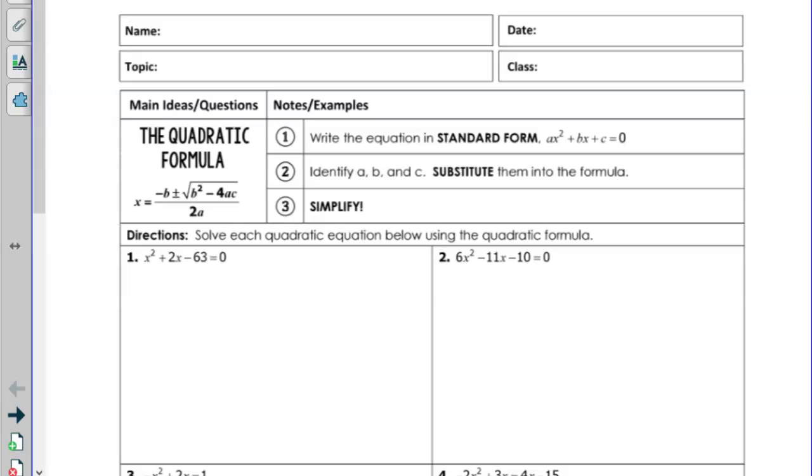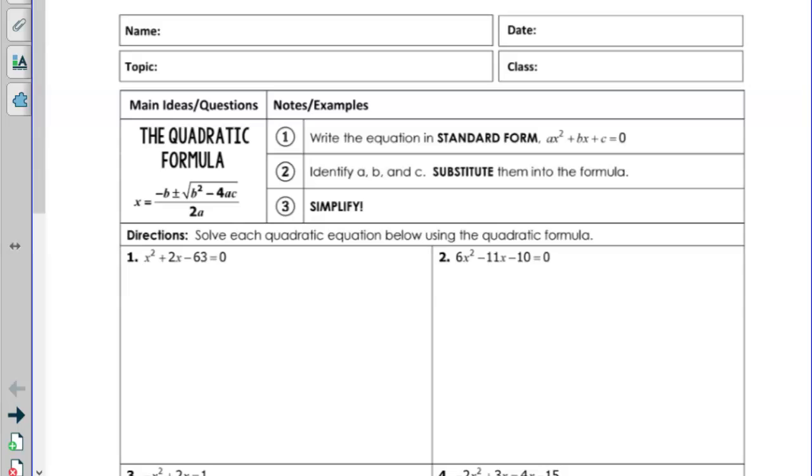Alright, so make sure it's set equal to 0 and then it's in standard form. So ax squared plus bx plus c equals 0. This is used for when your quadratic is not factorable. Now, if you tried to use the quadratic formula on a factorable one, it would still work. It works for all the quadratics. But this is just another tool that you'll have in your toolkit to solve.